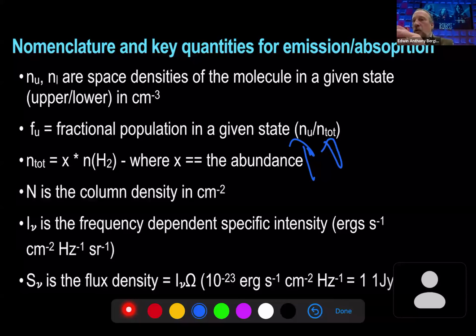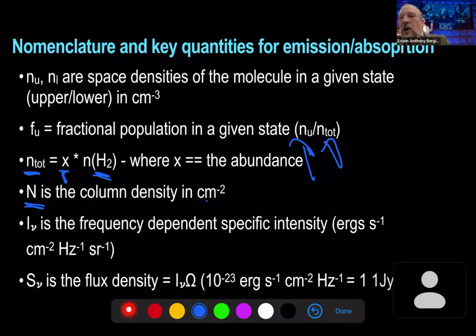What is the total density of a molecule? Well, that's the abundance of that molecule normalized to hydrogen times the space density of H2. Capital small n is density, capital N is column density, molecules per centimeter squared. What we observe is an intensity.